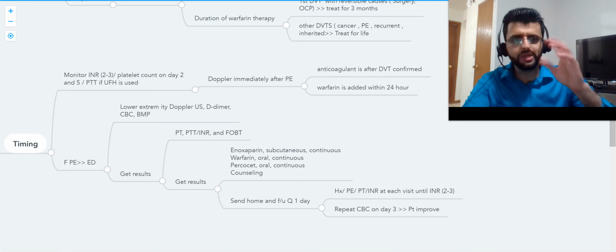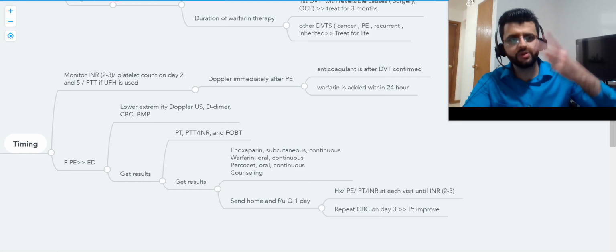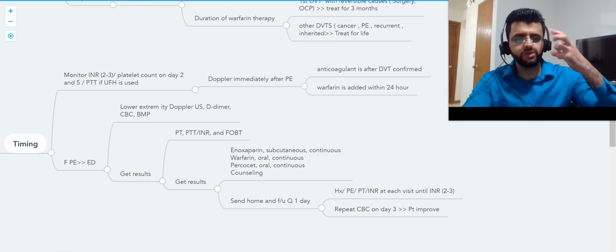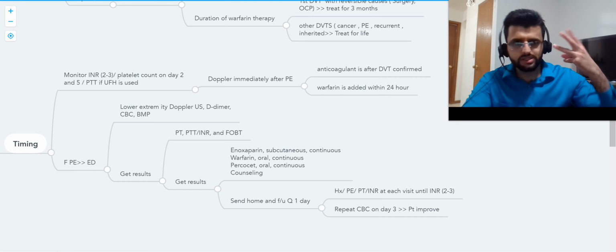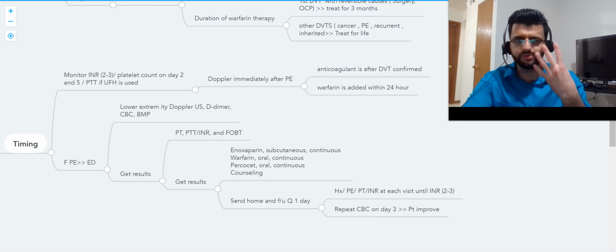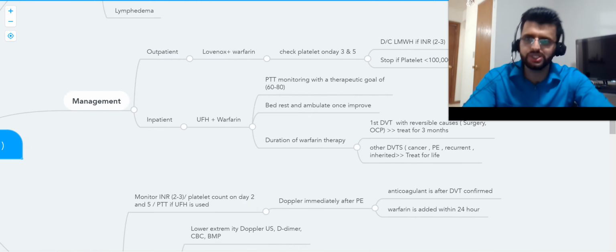Number one, Doppler immediately after physical exam. Number two, PT, PTT, INR, FOBT before anticoagulant. Number three, you do INR and PT every day for 3 days until you reach the therapeutic range. And number four, CBC on day three. Boom! Now you have mastered the DVT.